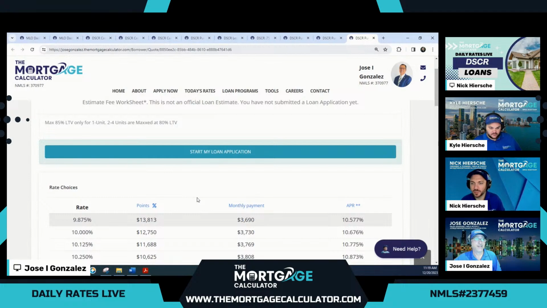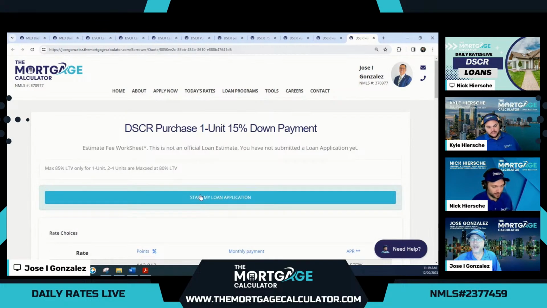Our first option, like we were talking about, is the unicorn, right? It's back. We've had it back for a couple of months now. The 15% down, only 15% down. That's 85% loan to value for our 1-unit property only. So 2 to 4 units are maxed at 80%.